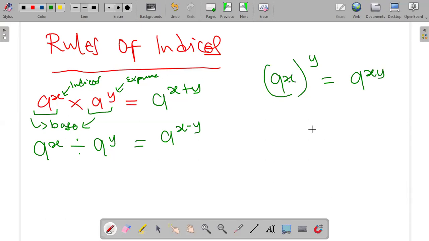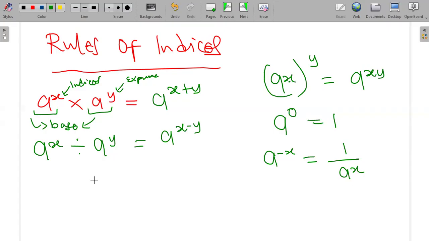Another important one is a, or any number, being raised to power 0. If any number is raised to power 0, we know that we are going to get what? 1. What about if a is raised to a negative number like negative x? If you have a to the power negative x, this is the same as 1 over a to the power x. The last important rule that I'll mention is the one that has to do with a fraction power.